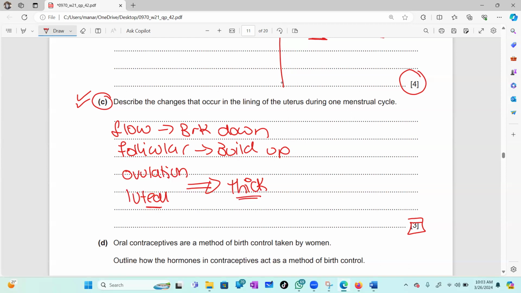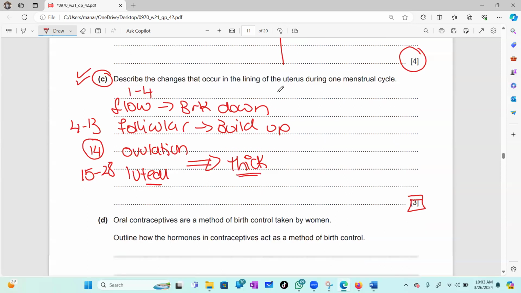So this will give you a 3 out of 3 if you mention the phases or you mention the days. This or that: the flow phase from day 1 to day 4, follicular phase from day 4 to day 13, ovulation is mid-cycle day 14, and the luteal phase day 15 to day 28. So if you mention the name of the phases and the days and the thickness of the uterus, you get the 3 out of the 3 marks. This was an easy question.